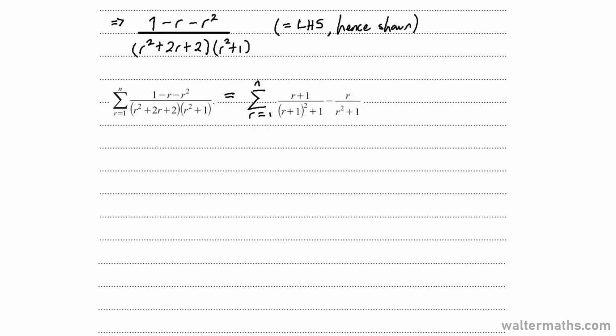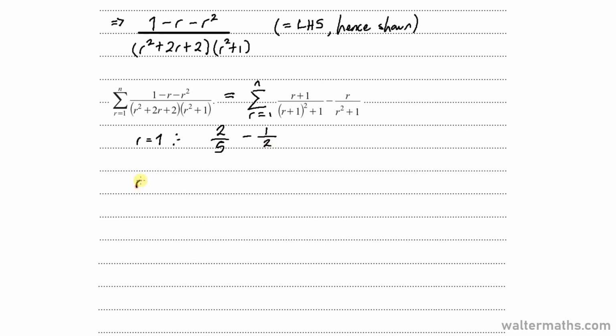Okay, so for the method of differences, we are going to say for r being equal to 1, here if we substitute 1, we are going to get 1 plus 1, which is 2, over substituting 1 for the denominator. That's 1 plus 1, that's 2, 2 squared, that's 4, 4 plus 1, that gives us 5. And then that's minus, substituting 1, we get 1 over 1 squared plus 1, which is 2.